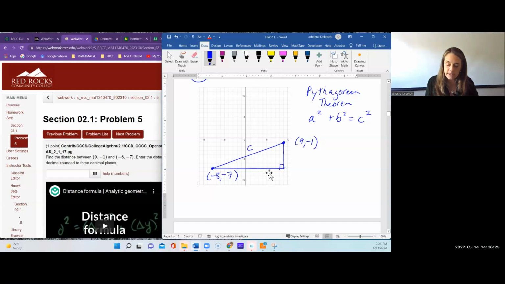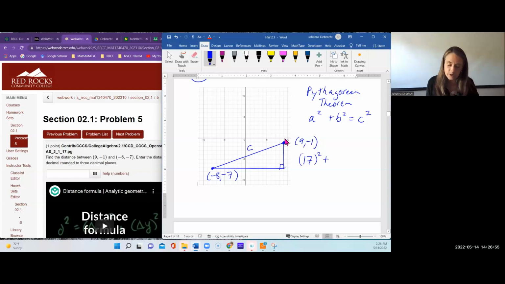Well, how long is this side? Well, you can count it out or you can think about it. I moved from the origin 8 steps to the left, and then for this point, I moved from the origin 9 steps to the right. 8 to the left and 9 to the right. Well, that must be 17 apart. So one of them is 17. So I can take 17 and square it.